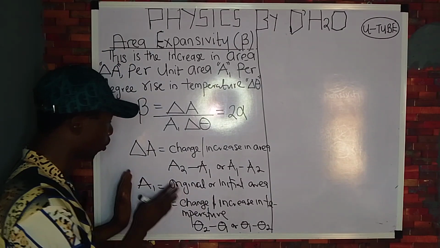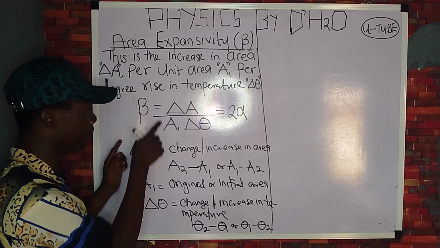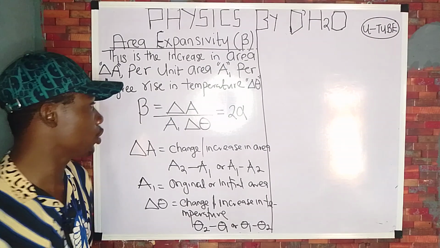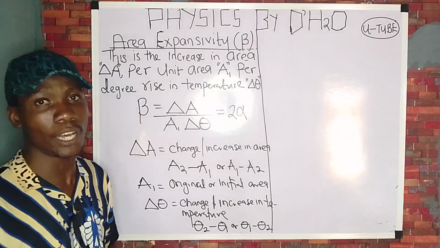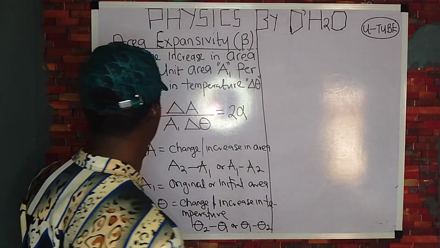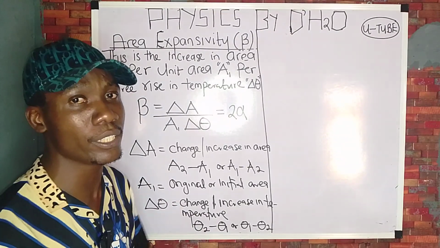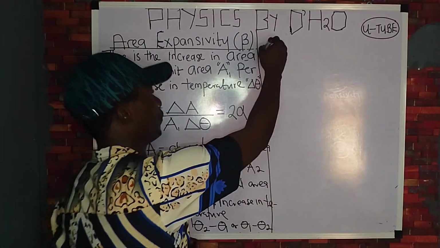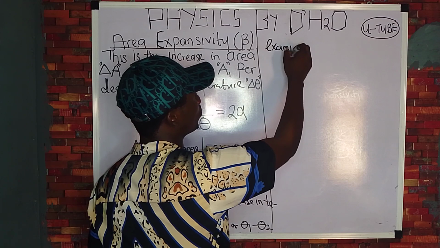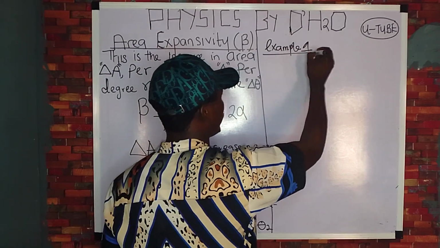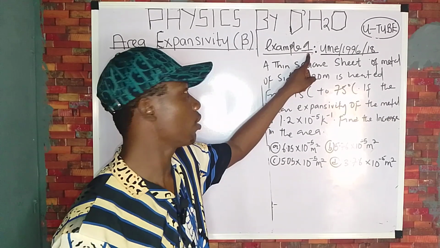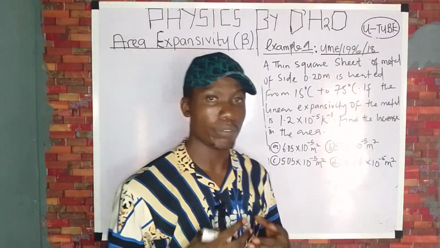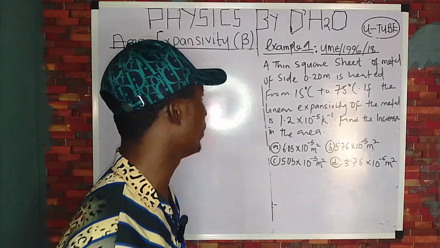So take note of these important variables and their meanings, and then we are going to take a question on area expansivity so that you can see how this formula is applied in solving problems. Okay, so we are going to take an example. Let's take the first example, number 1. We are going to take an example so you can know how the formulas are applied in solving problems.